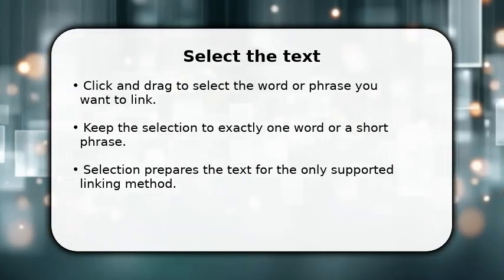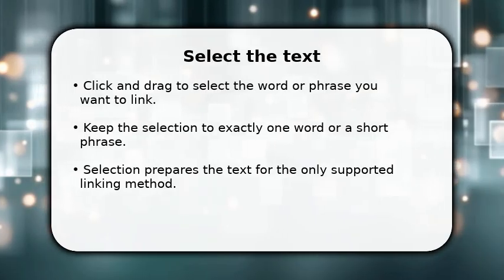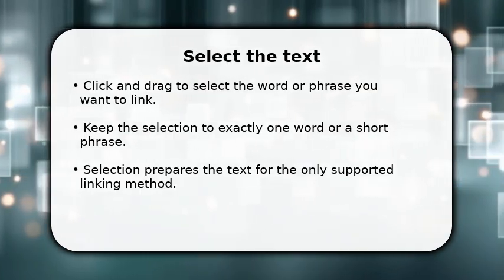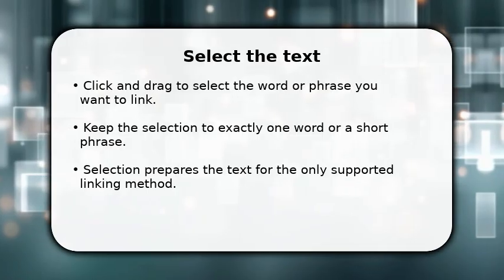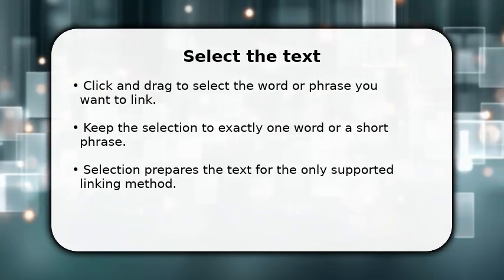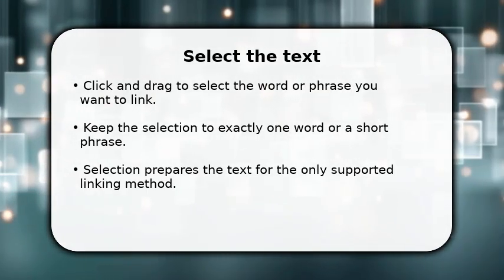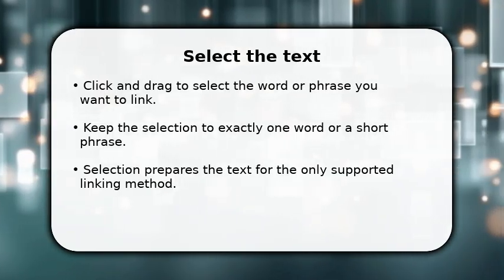Begin by opening your document in Microsoft Word. Click and drag to select the single word or short phrase you want a link. Keep the selection focused to no more than 4 words for clarity. Make sure the selection is visible before moving on.